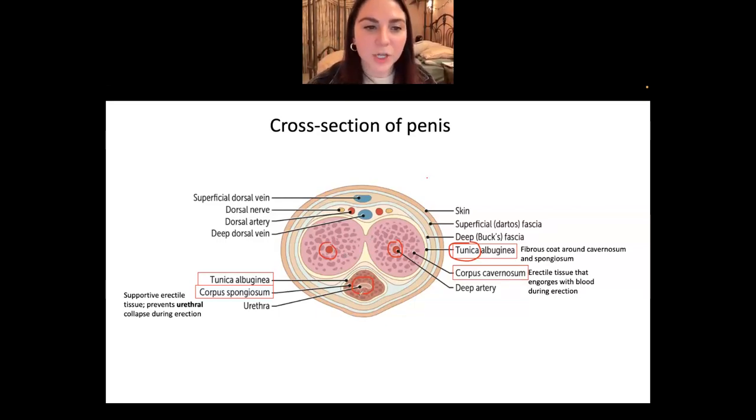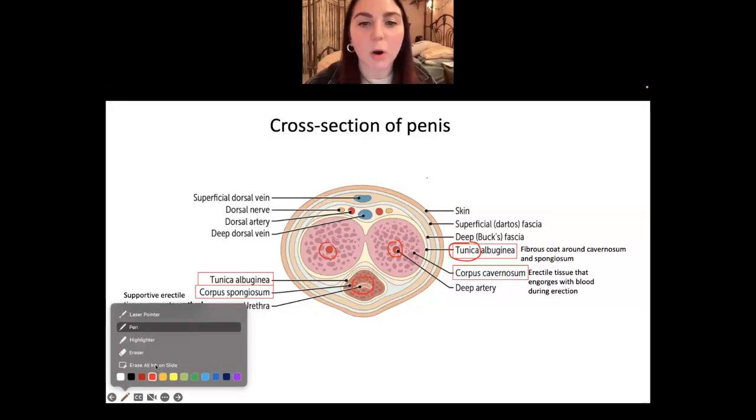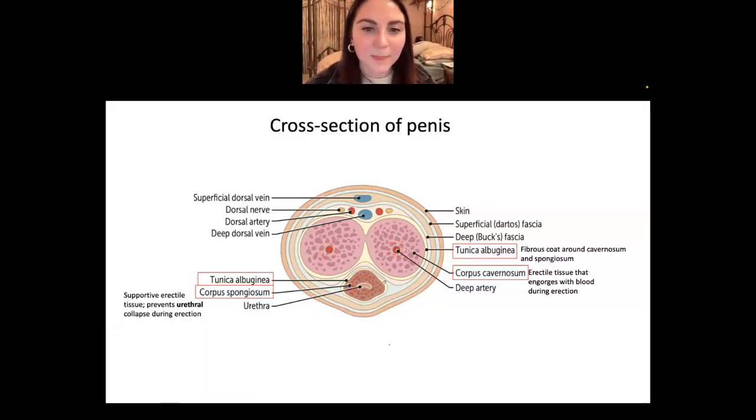Down here, this is the corpus spongiosum. This is erectile tissue, but this has nothing to do with an erection at all. Again, you can note there's no artery in here. I'm going to get rid of my circles. So there's no artery where the corpus spongiosum is. This is the urethra. The whole point of the corpus spongiosum is that when you do get an erection and it engorges with blood, we don't want to crush the urethra. So the whole point of the corpus spongiosum is to just prevent the urethra from collapsing when these engorge with blood. Okay?